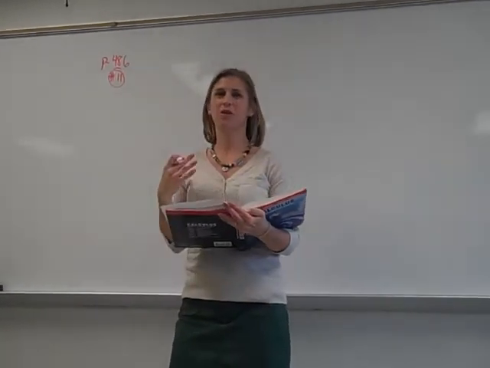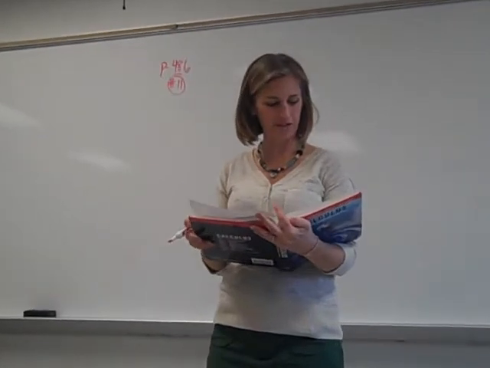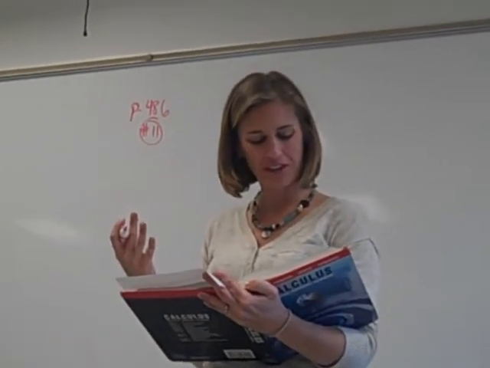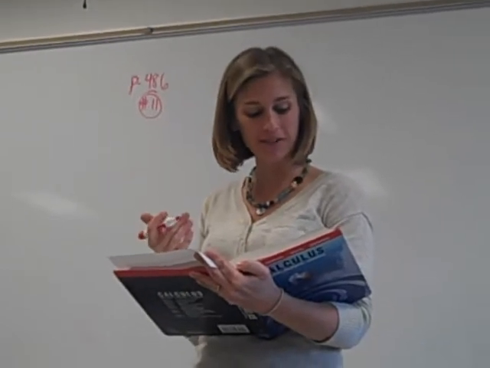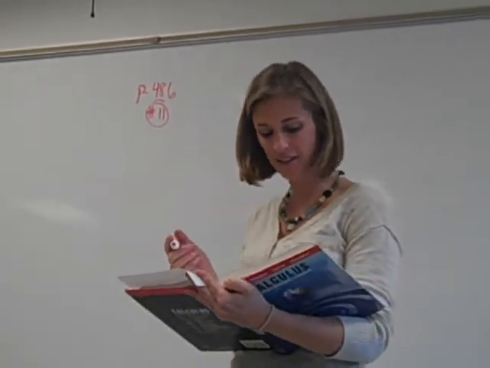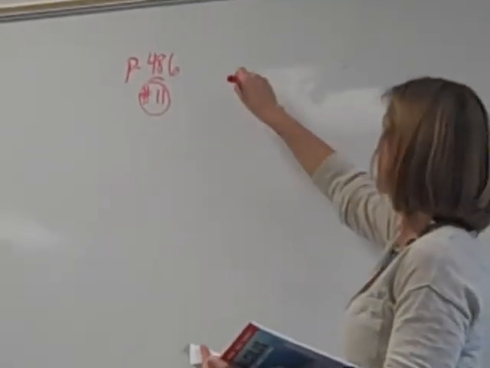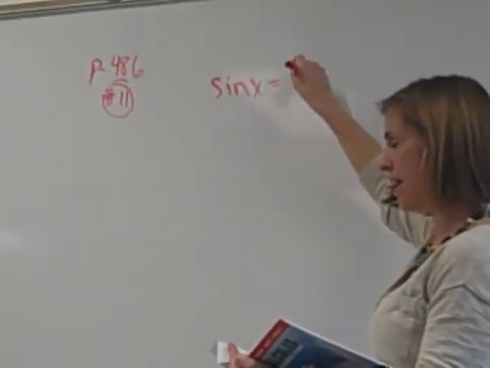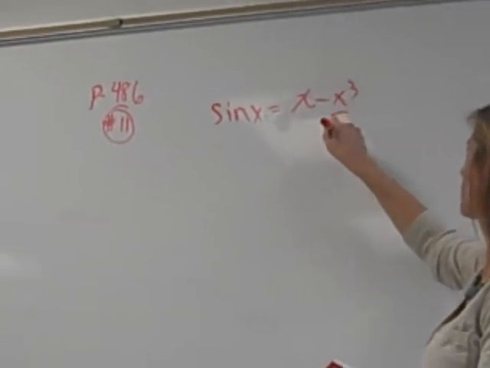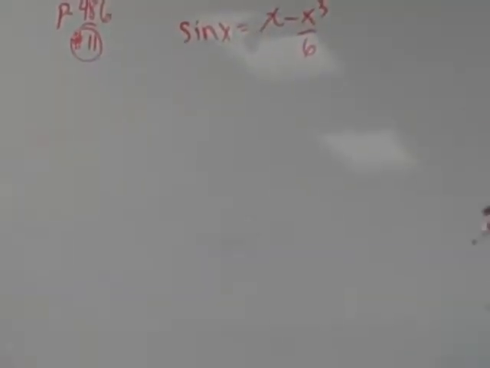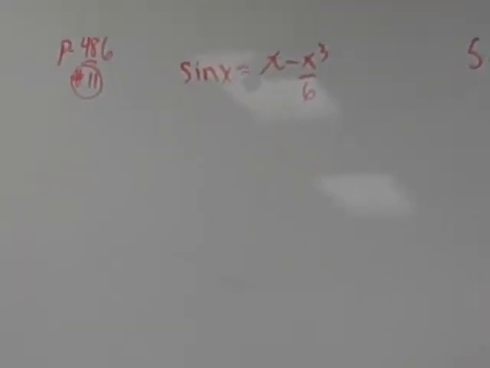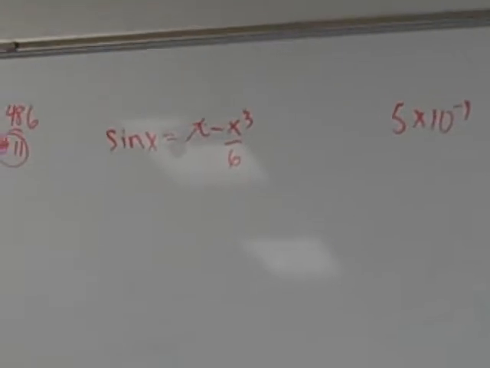Alright, the question is just so crazy. How are you supposed to even understand what they're asking you? Number 11: for approximately what values of x can you replace sine x with x minus x to the third over 6 with an error magnitude no greater than 5 times 10 to the negative 4? Give reasons for your answer.